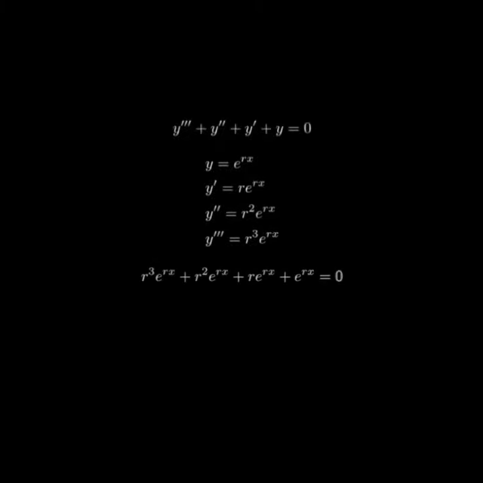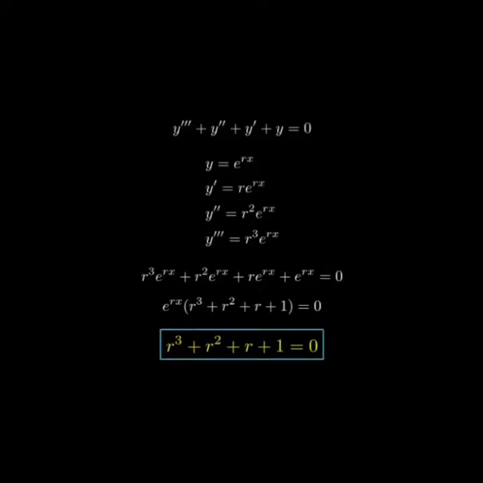This gives us r³ e^(rx) + r² e^(rx) + r e^(rx) + e^(rx) = 0. We can factor out e^(rx) since it's never 0. This gives us our characteristic equation: r³ + r² + r + 1 = 0.